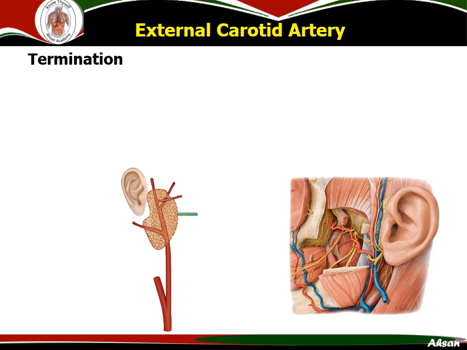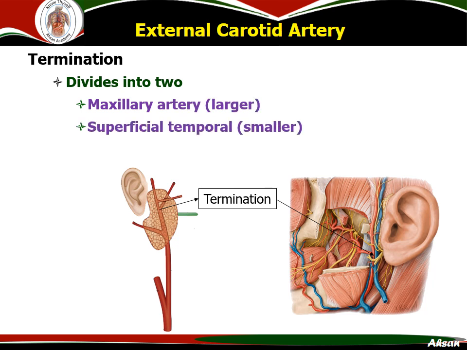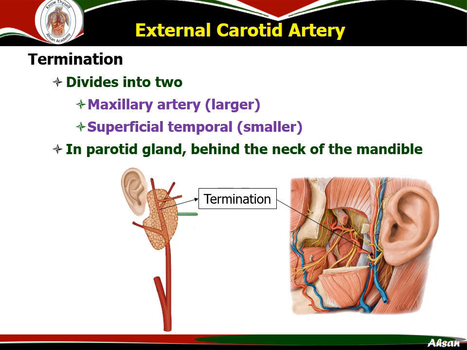A diagram showing, in the left figure, the parotid gland position. This is the termination within the parotid gland, and the termination is shown in a dissected diagram, and it divides into maxillary artery and the superficial temporal. Maxillary is relatively larger and going inside. Superficial temporal ascends up, and this division point lies within the parotid gland just in front of the neck of the mandible. So external carotid artery extends between the upper border of the thyroid cartilage to the neck of the mandible.